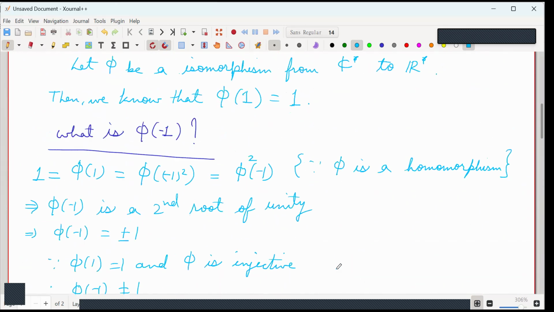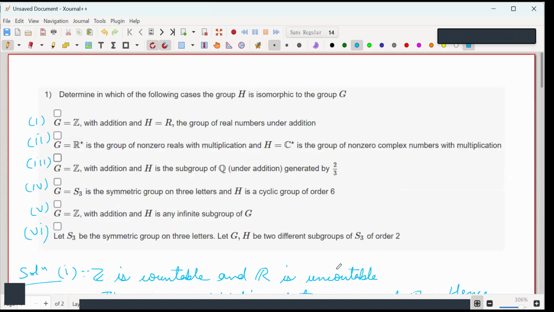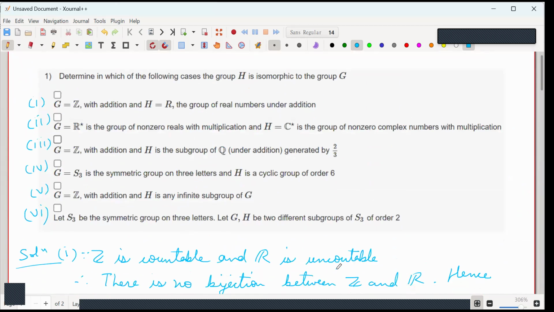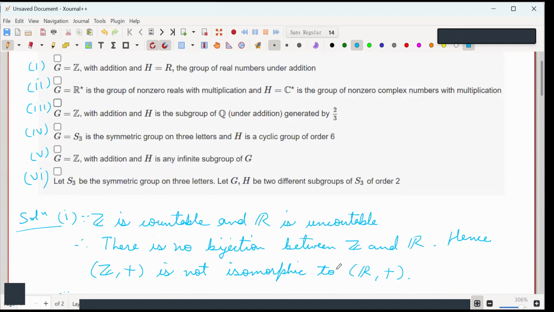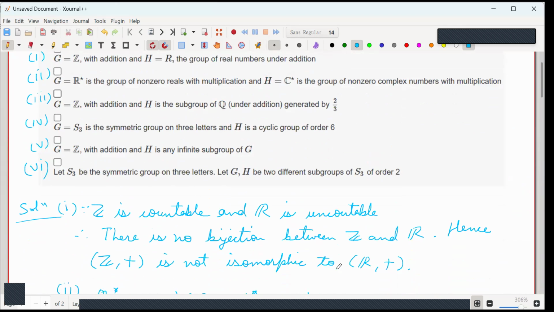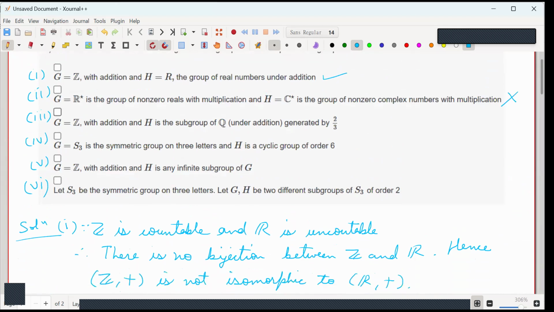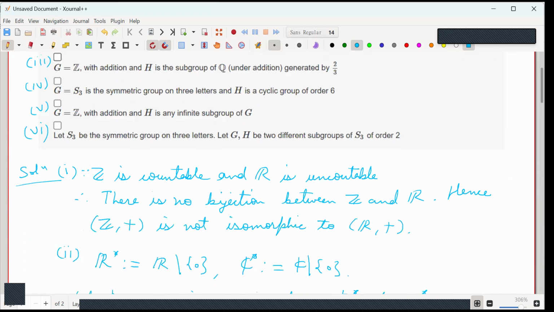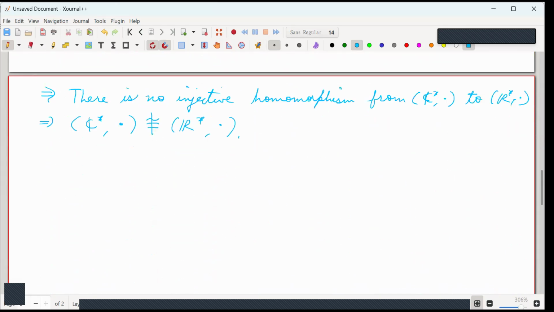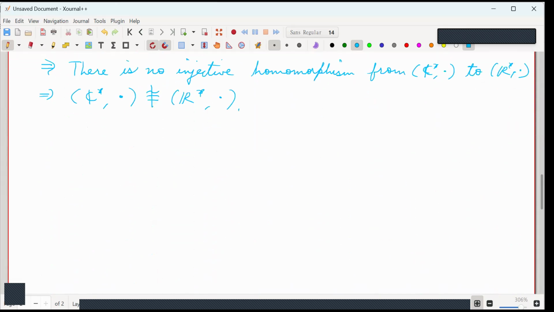Now the third part is Z with addition and H is a subgroup of Q under addition generated by 2 by 3. So are they isomorphic? Yes, sir. So this is isomorphic. This is not. And why is it isomorphic? I can define phi from G to H as phi of n equals n times 2 by 3, and it's both bijective and it's a homomorphism.